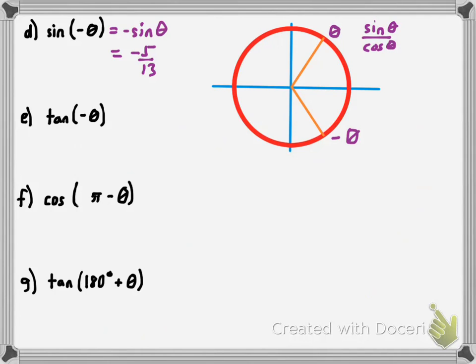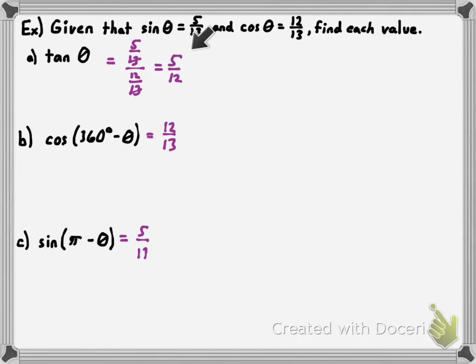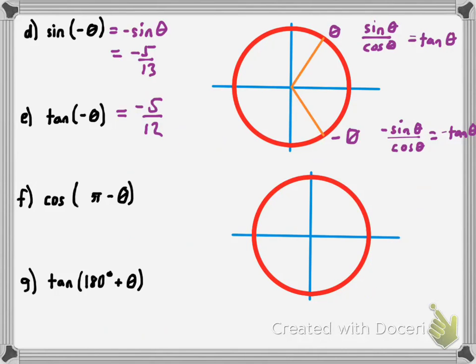Alright, and then let's think about tangent. So if the tangent of theta is sine of theta over cosine theta, and then we're looking at the opposite of theta, well, the opposite of theta is going to have the opposite sine value, we said, of theta. But aren't the x-coordinates the same here? So it's going to have the equivalent cosine value, which basically means then that the tangent of the opposite of theta is just going to be the opposite of the tangent of theta, right? Okay, so we've already figured out that the tangent of theta was 5/12, so the tangent of its opposite angle would be negative 5/12.